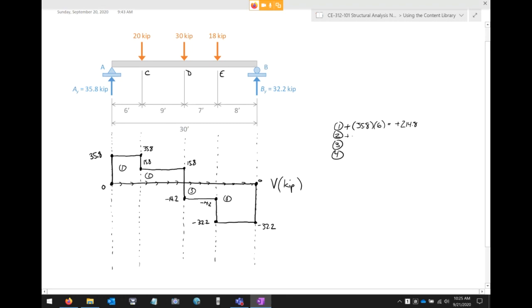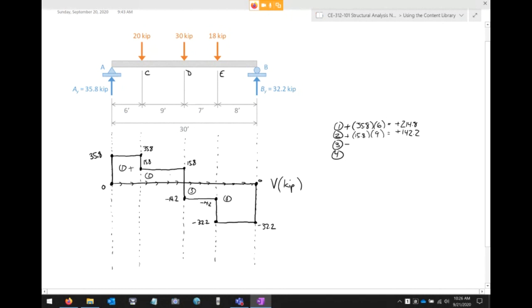All right. Next one is positive, and we're going to say 15.8 times 9. All right, so somebody help me out. Somebody else. There we go. Positive 142.2. Now, the third one is going to be negative, okay, because it's below that line, right?